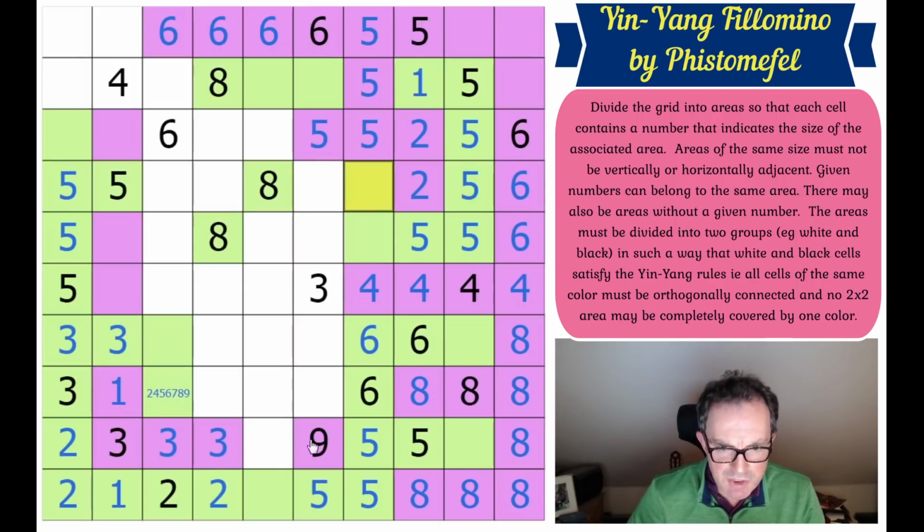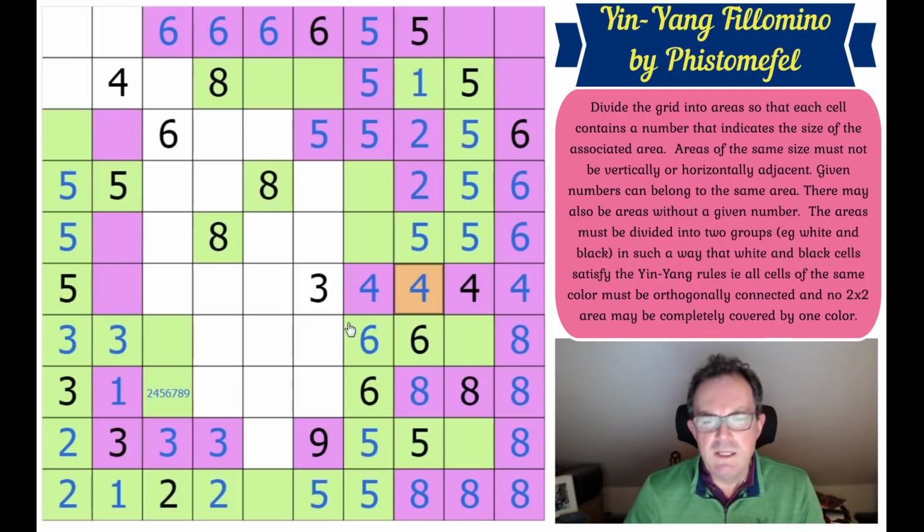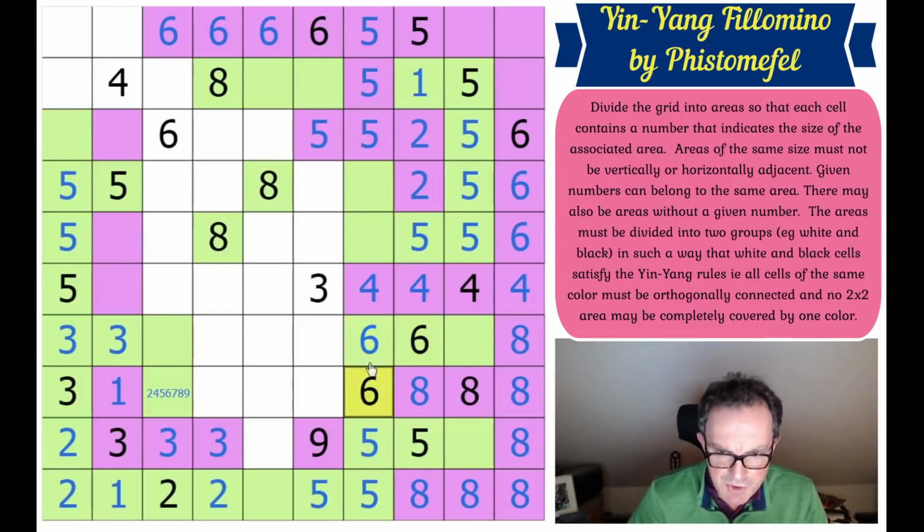Now this purple region at the bottom has to connect to its friends somehow. Here's an interesting idea. This 6 region, 1, 2, 3, if it took this, that would be 4. It can't take both of those because that will create a 2 by 2 6 region, or green region. So this 6 region has to get to this column.